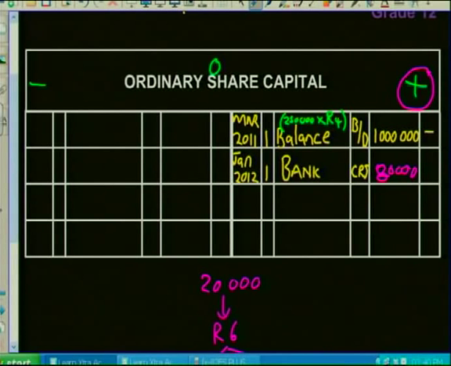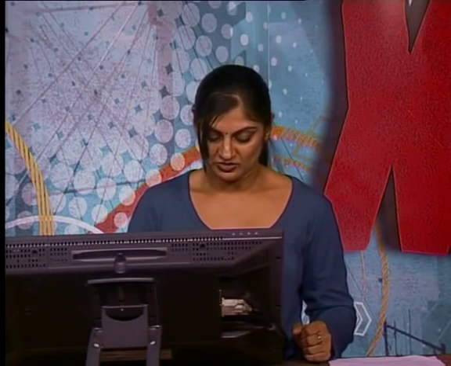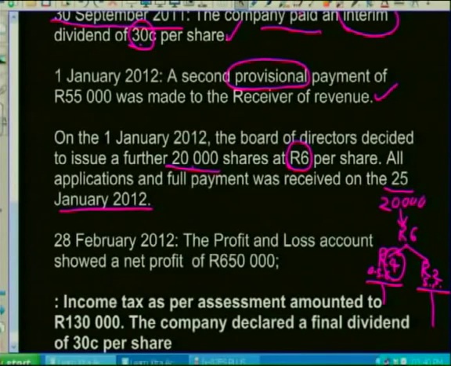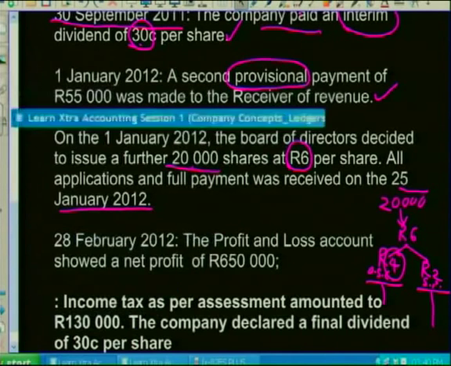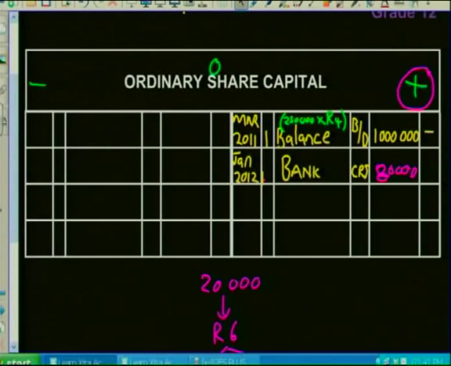And this is happening on, now I made a mistake, not on the 1st of Jan 2012, because if we go back to the question, all monies were received and shares were allotted on the 31st of Jan. Let's just double check. Sorry, not the 31st. It was, in fact, the 25th of January 2012. So let's change that. That should be the 25th of January 2012 when you received your ordinary share capital.